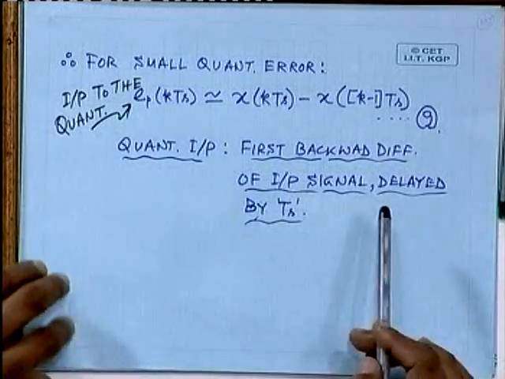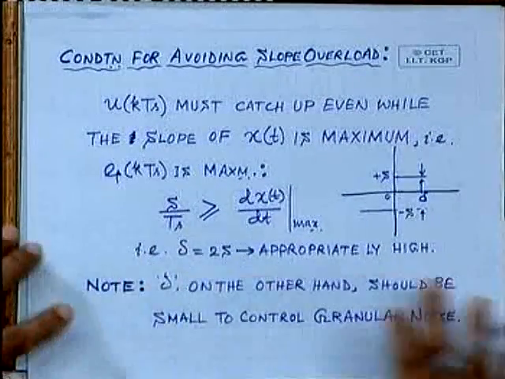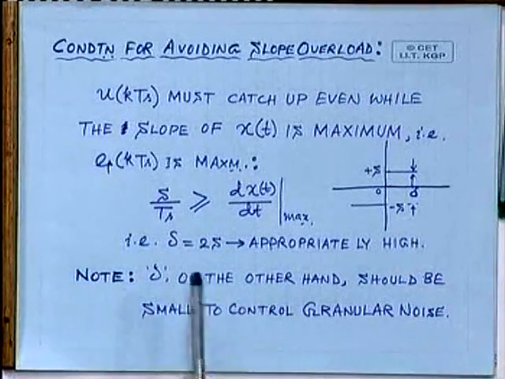Now, this observation I can use for finding a condition for avoiding slope overload. Please let me know if I am going fast.